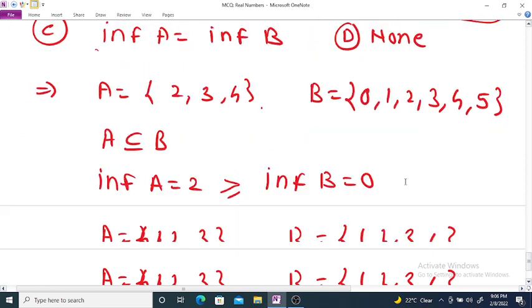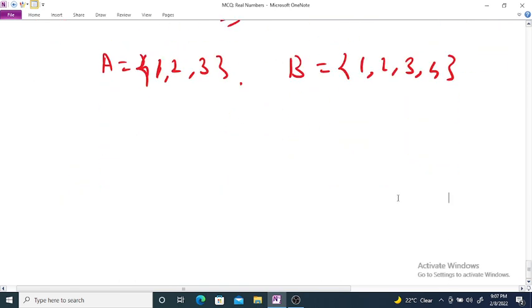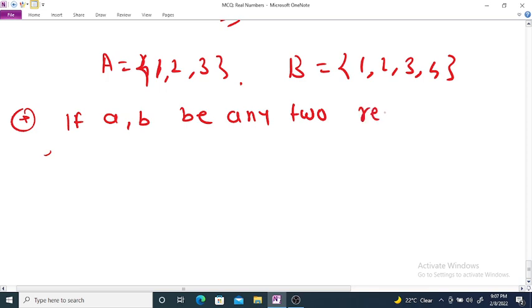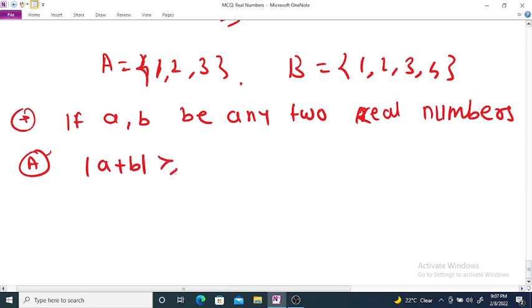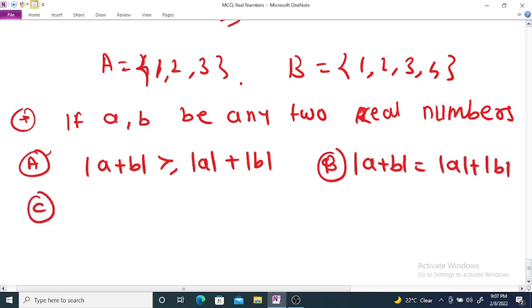And then the next example: if A and B be any two elements of the set of real numbers, then option A, absolute value of A plus B is greater than or equal to absolute value of A plus B. Option B, mod of A plus B is equal to mod of A plus mod of B. Option C, mod of A plus B is less than or equal to mod of A plus mod of B. And option D, none of these.